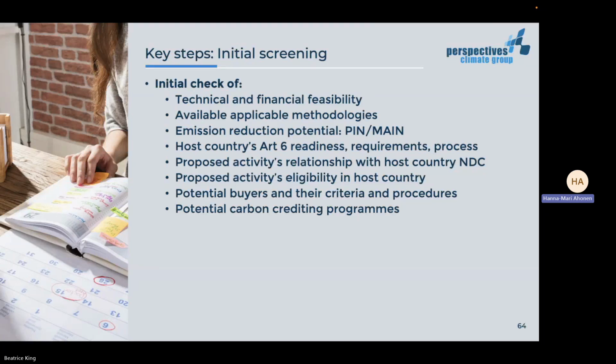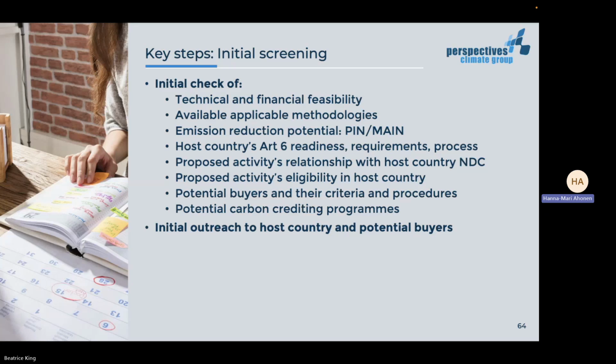Does your activity show up on those lists? And then already at an early stage, it's advisable to identify buyers and what they're actually going to use them for, and what their criteria and procedures are. So you can already design your project also thinking about your buyers. And then if they need carbon crediting programs, you also have to take that layer into account, on what carbon crediting programs will require from you. You'd have to use their methodologies rather than some others.